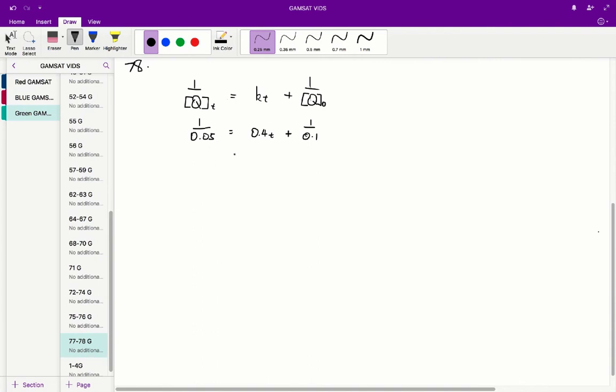So if you sub through all of the values, you get this: 1 on 0.05 is equal to 0.4t plus 1 on 0.1. So from there, what I'd do is I'd probably times across all by 0.1. So what you get is 2 is equal to 0.04t plus 1. It's equal to 1, 0.04t, which is equal to 100 on 4t, which is equal to 25. So therefore the correct answer for 78 is C.